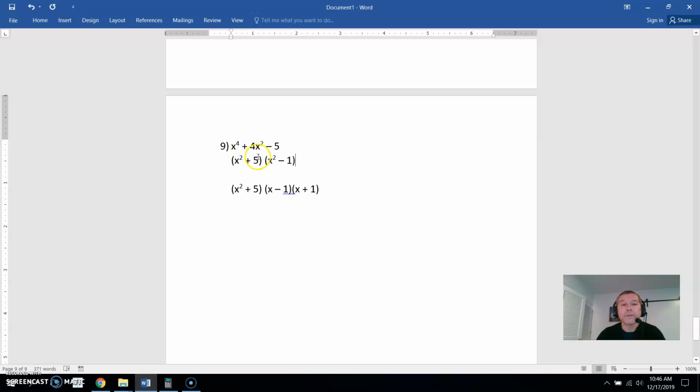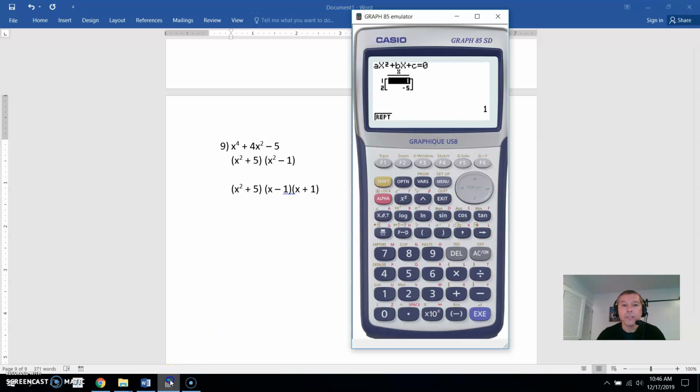Now, does this one factor further? See, if you have an x higher than the first power, you need to see if it factors further. This one does not factor further. If you have the sum in between two terms like that, it does not factor, but you could check it. If I go in here and type in my coefficients of 1, 0, and 5, you'll see that that does not factor. But this one, x squared minus 1, would be 1, 0, minus 1. See, 1x squared, no x's, minus 1. If I make this a minus 1 and click solve, then I get these two factors right here.